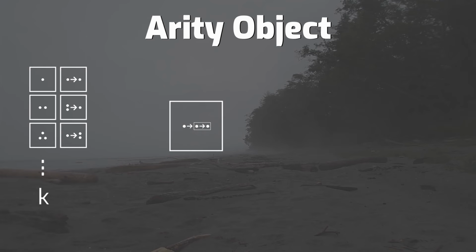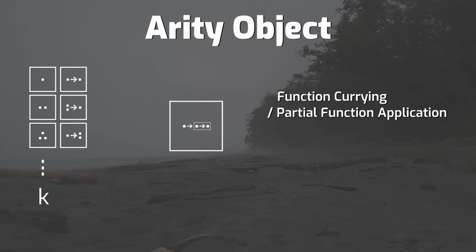A significant example of this kind of arity comes from function currying or partial function application. For instance, we could imagine an operator which takes in a number and outputs the operation that multiplies by that number. Normally multiplication is a binary operator, but after partially applying it, what's left over is a unary operator.